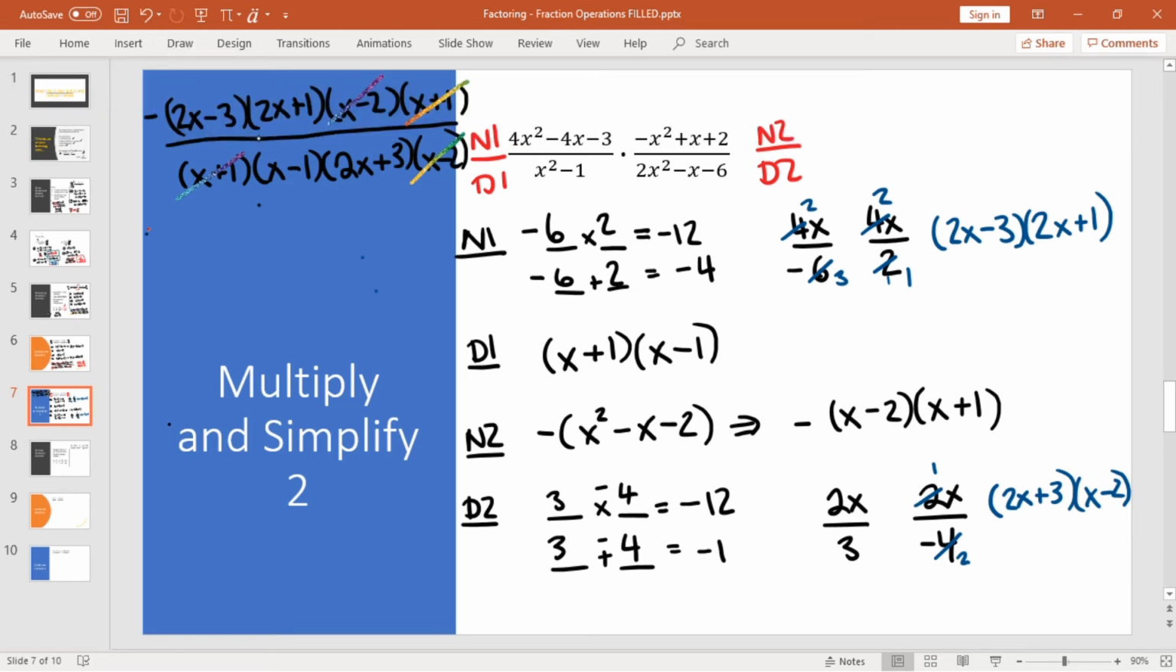My final answer, negative 2x minus 3, 2x plus 1, two different things, over x minus 1, 2x plus 3.